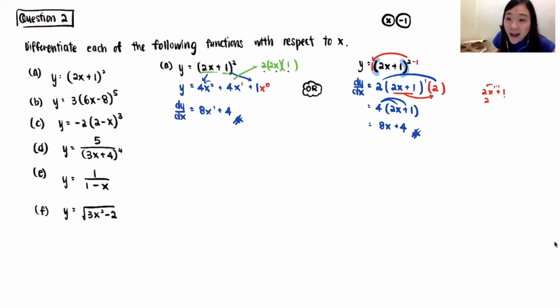Now, do you know why I showed you these two methods? Because I want to prove to you. Using my original method, you get 8x plus 4. Using my bracket method, you also get 8x plus 4. That means this method is correct or not? Correct. So I hope you understand, no matter which method, you will definitely get the same answer. Understand better now? Okay, maybe not. Never mind. I can give you a lot of examples. Let's look at B.